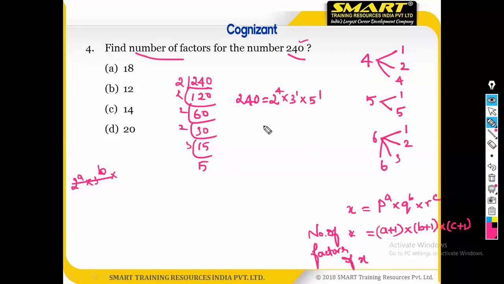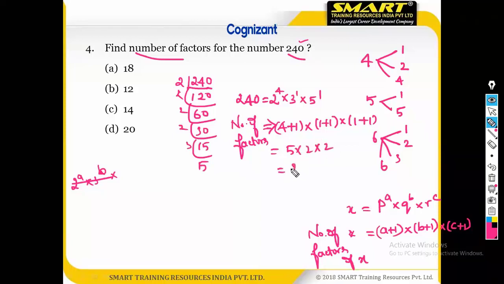So the same thing here also, what you have to do, it is 4 plus 1, which implies the number of factors is 4 plus 1 into 1 plus 1 into 1 plus 1. You have to take the power numbers, just add 1 to each and multiply the answers, that's it. So 5 into 2 into 2. Therefore it is 20. So the answer is 20, option D.